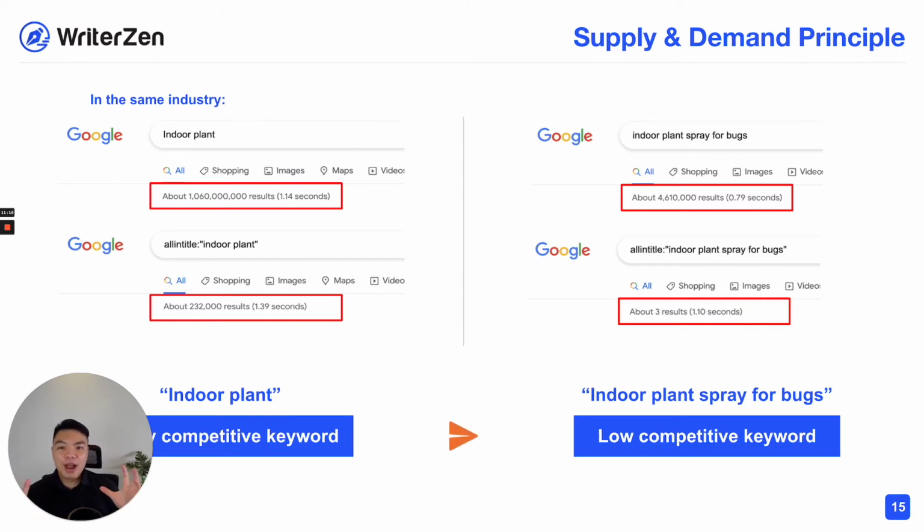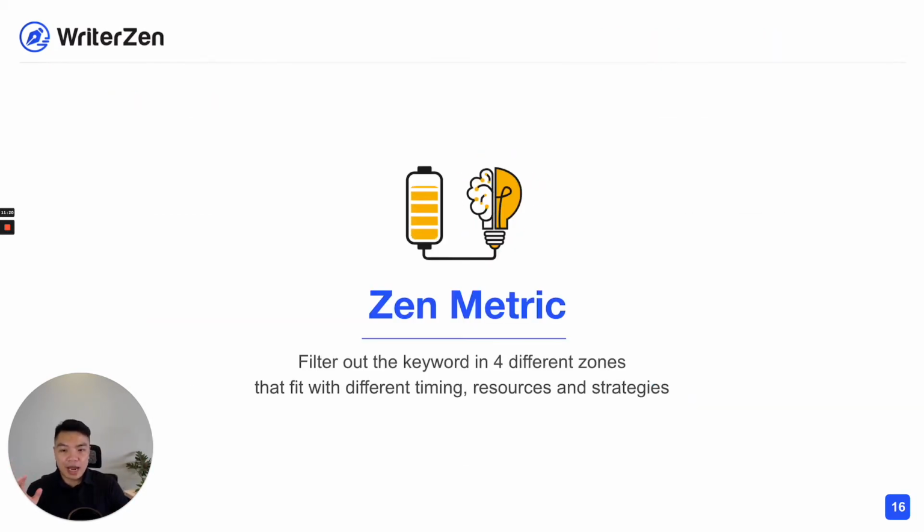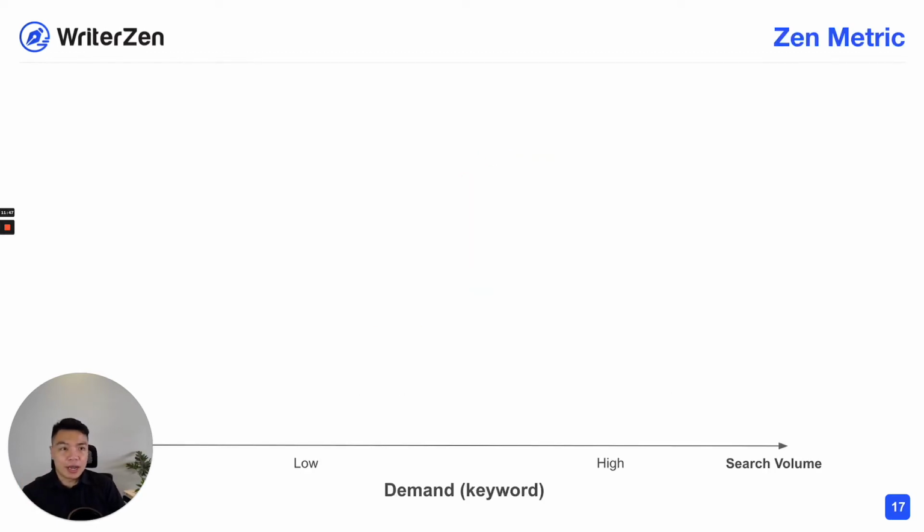And now that we have this picture of supply and demand, we designed a matrix called the Zen Matrix, right? The purpose of the Zen Matrix is to break keywords down into 4 different zones that serve 4 different purposes in your SEO keyword strategy, right? Without strategy, you can't really get far, right? You could probably win some battles, but you cannot win in the long term. So for us, it's always about long-term strategy. And here's how it works, right?